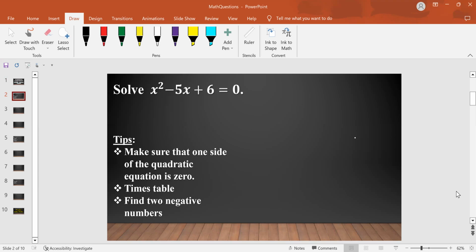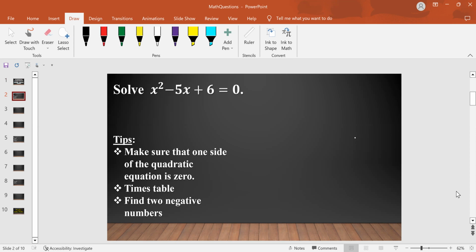Solve x squared minus 5x plus 6 is equal to 0. So we need some tips like here. They say make sure that one side of the quadratic equation is 0. So it's already made 0, so we don't need to worry. The second tip is here, times table. In math, if you know your times table, that will help you save a few minutes when you are solving math problems.